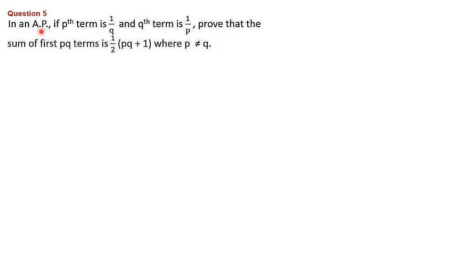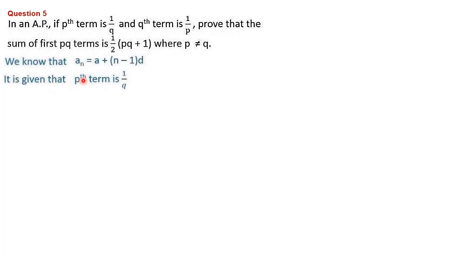There is an AP, the pth term is given as 1 by q, and the qth term is given as 1 by p. It is like the nth term only, the same concept we discussed in the nth term. Then prove that the sum of the first pq terms is 1 by 2 into pq plus 1, where p is not equal to q. Here for the nth term an, we know the formula a plus n minus 1 into d.